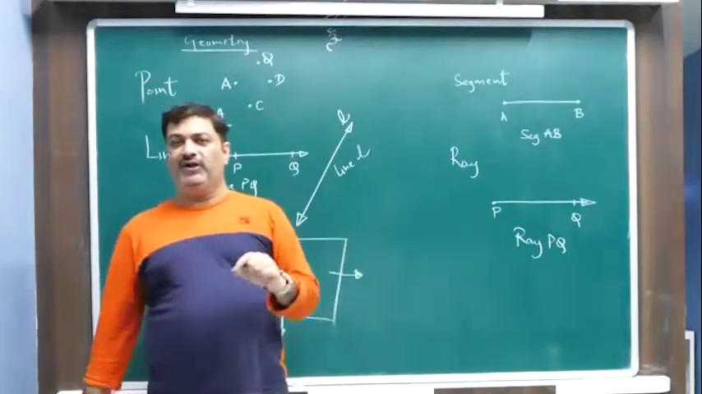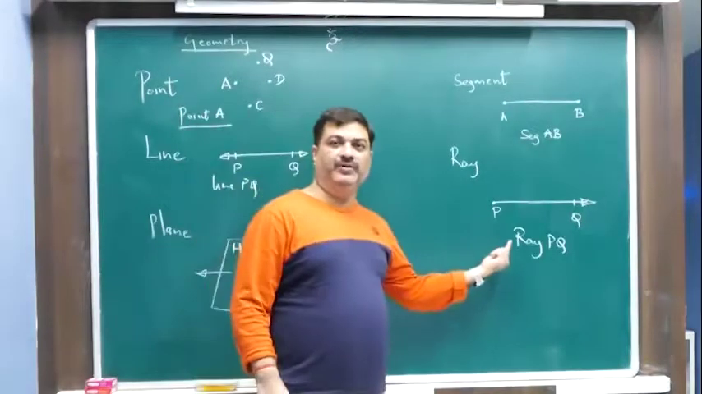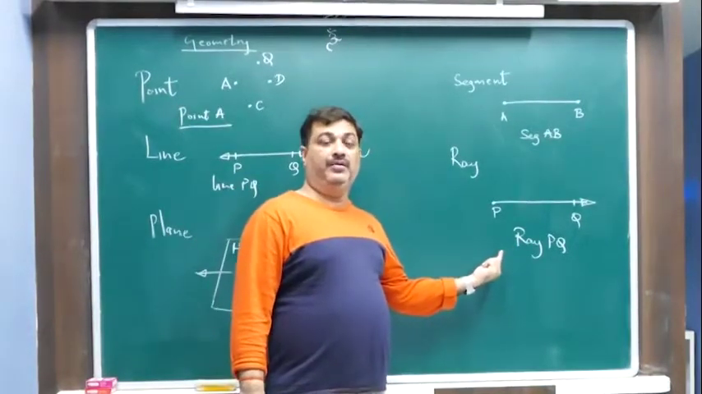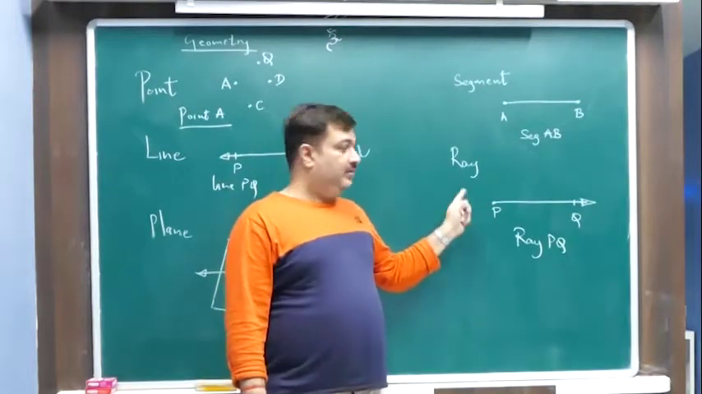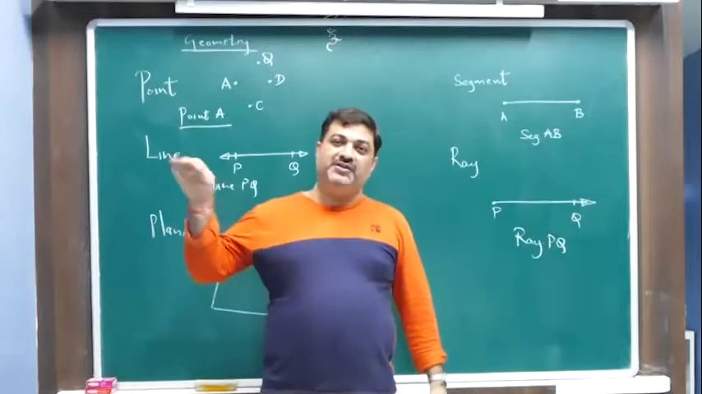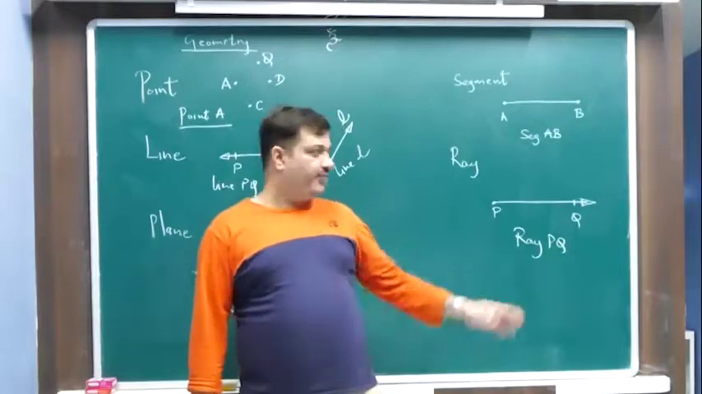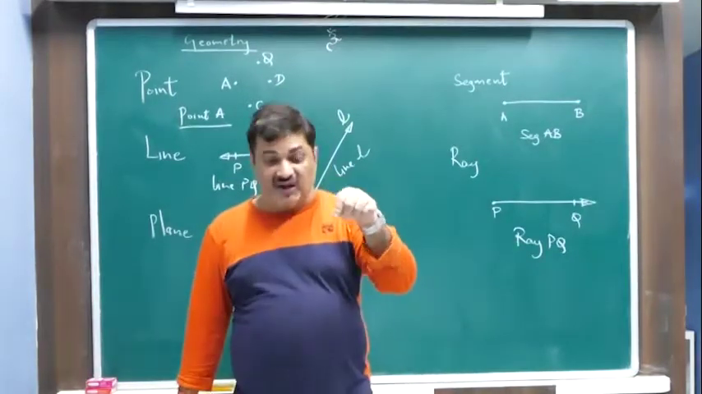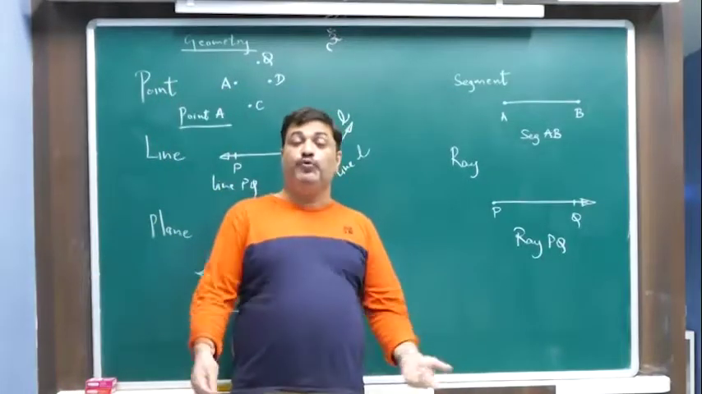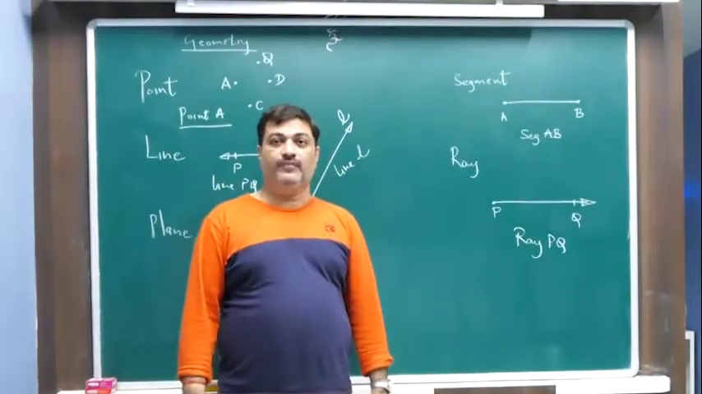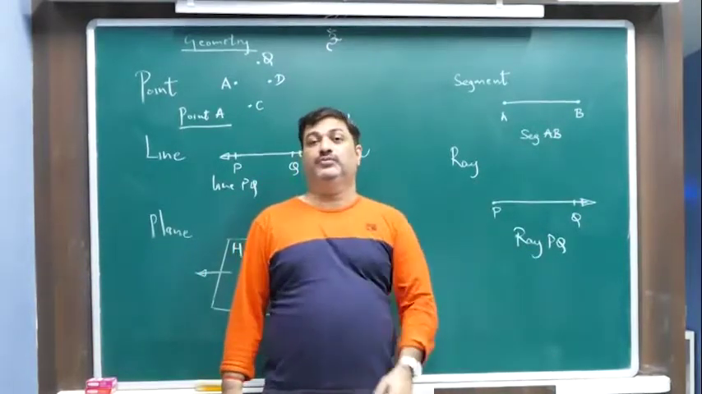Ray PQ, can you call it ray QP? No. You cannot call it ray QP. Why? The starting point is a dot, which is P. There is no fixed ending point, which is towards the arrow, which is Q. If you reverse it, then the fixed starting point becomes Q, which is not correct. Your fixed starting point was P, right? How can it be Q?